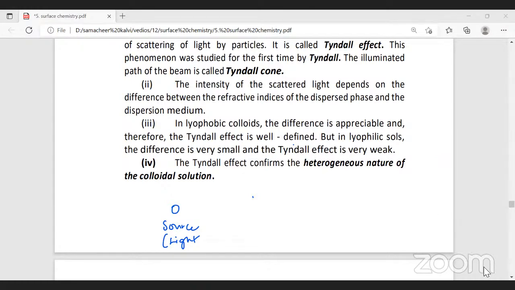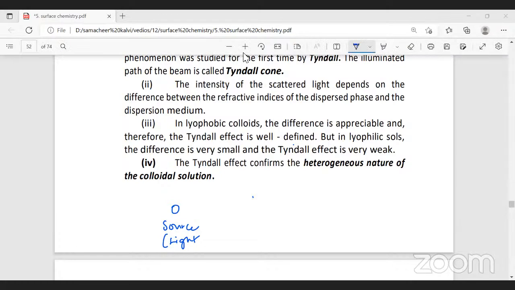Okay. Now, Tyndall effect. Tyndall effect is based on light. It's an optical effect. It is based on light. Optic stands for light. This is an optical property of a colloid.